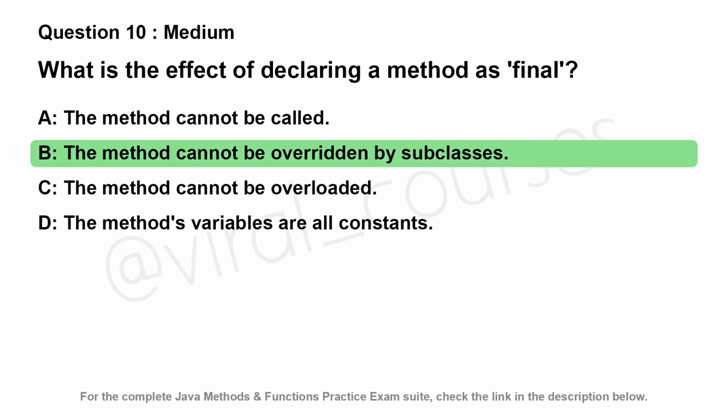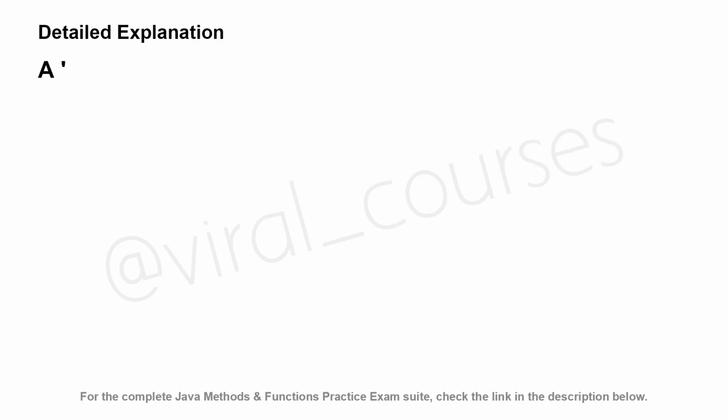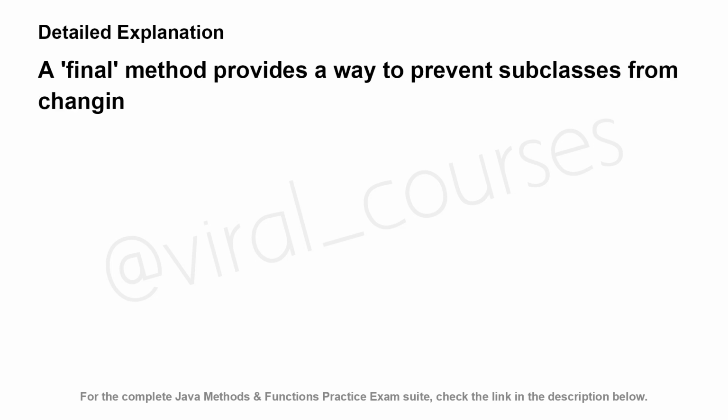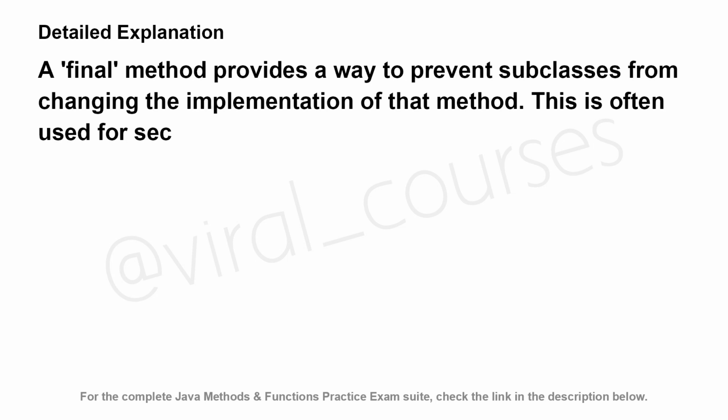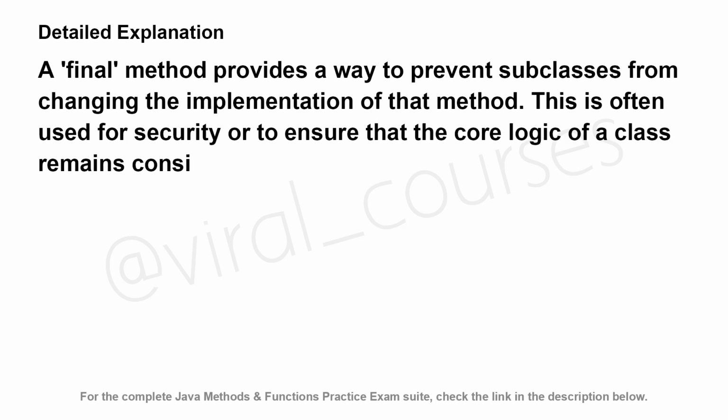The correct answer is B. A final method provides a way to prevent subclasses from changing the implementation of that method. This is often used for security or to ensure that the core logic of a class remains consistent across all derived classes.